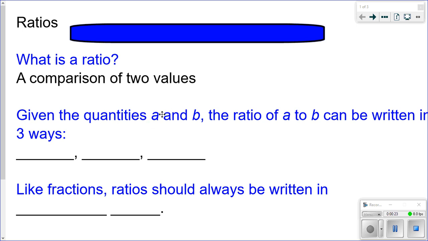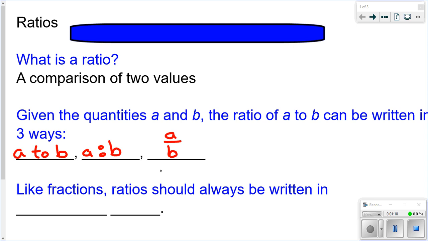So if you're given the quantities A and B, remember A can represent a number and B can represent a number, the ratio of A to B can be written in three ways. The first way is to write A to B. So I'm comparing the ratio of A to B. The other way that it can be written is using colons. If we were to say this, we say it the exact same way as the first one: A to B. And then the last way that we can write a ratio is as a fraction. And again, if we were to say this, we would say A to B. So those are the three different ways that you can write a ratio.